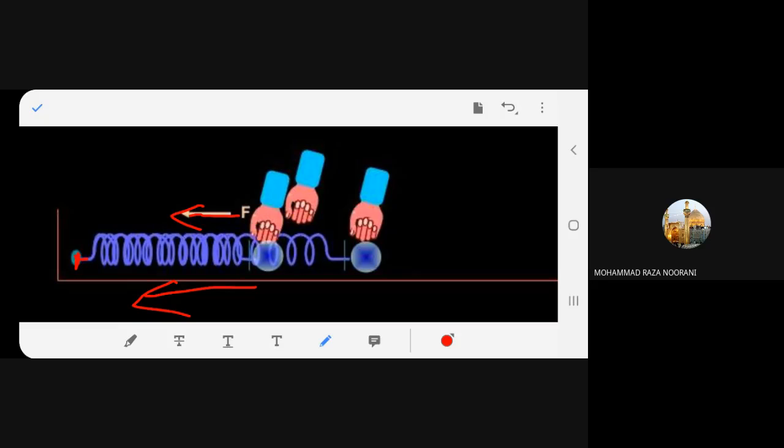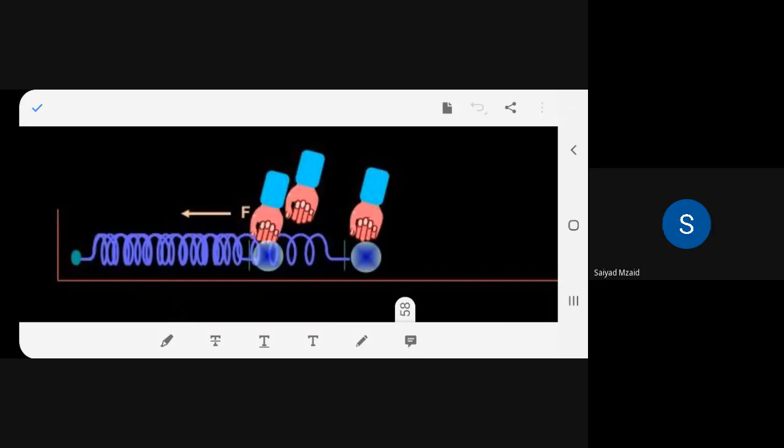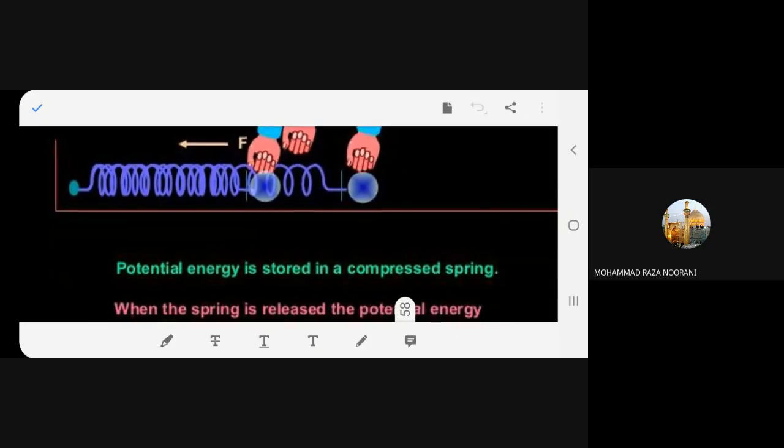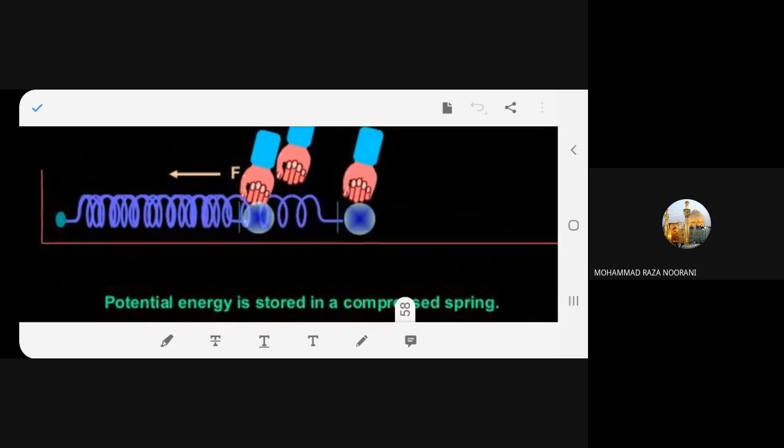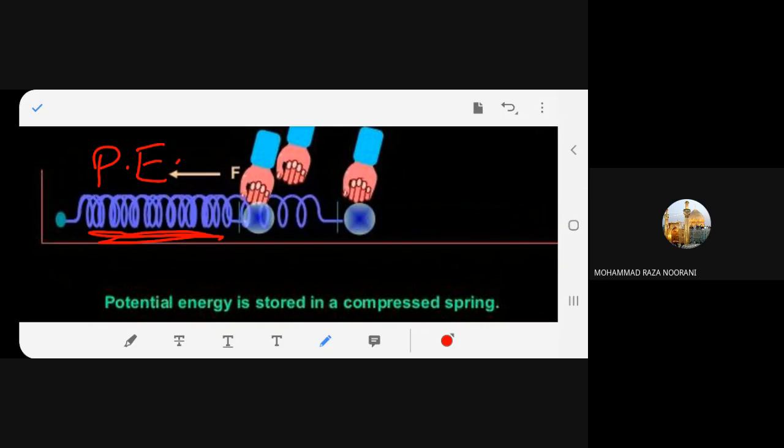So the spring has got some energy. You agree? The spring has got some energy. Okay. Fine. So what is this energy? It is not moving. I'm holding this compressed spring. It's not moving. So that energy is stored in the form of potential energy. Got it? Because we are holding it.